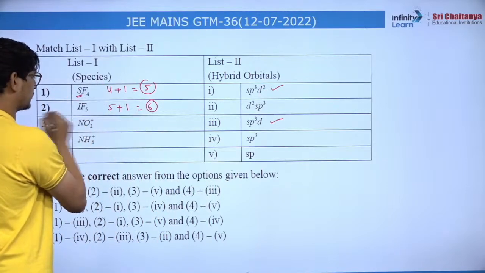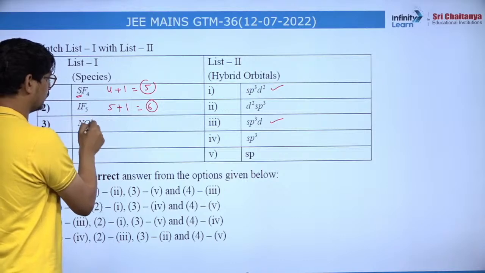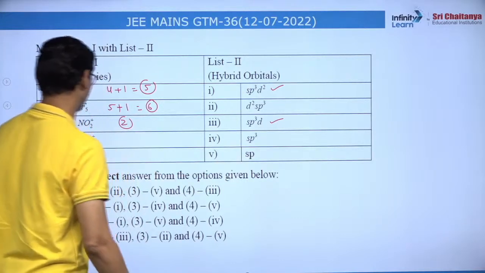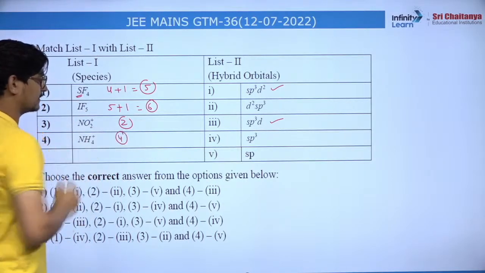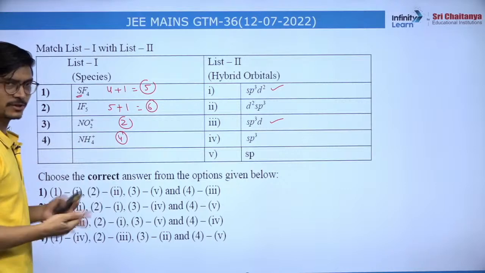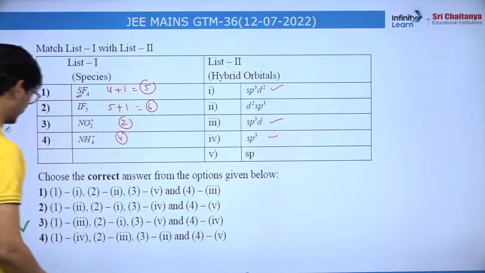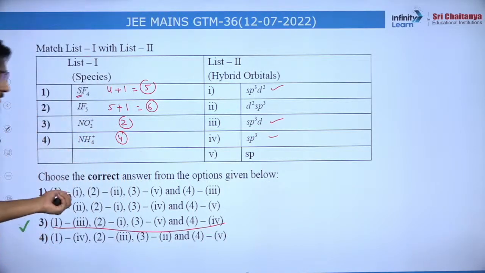NO2 plus: nitrogen has 5 valence electrons, plus 1 means there are 4 electrons left, and because oxygen forms a double bond, the steric number is 2, hybridization is sp. Likewise, NH4 plus: 5 valence electrons, plus means there are 4 valence electrons and 1 goes to each hydrogen, steric number is 4 and the hybridization is sp3. So which is the correct answer? This one. You can match the correct answer here.